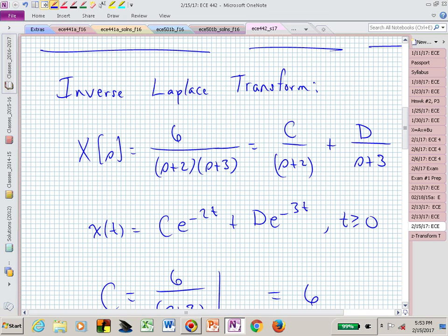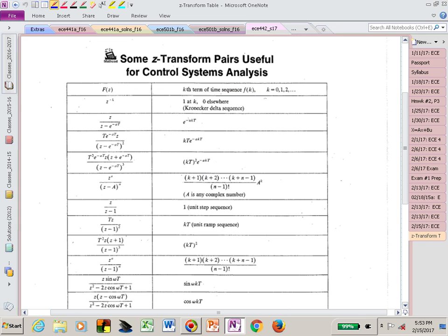If we had a Z-transform table, which we just happen to have available to us, which of these are we looking at? Maybe I should label these. Here's, let's say, row 1, row 2, row 3, row 4, row 5. Which of these lines do we want to use for our pair to go back into the time domain?